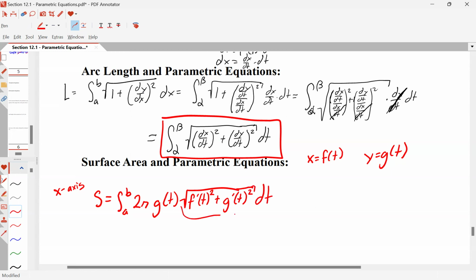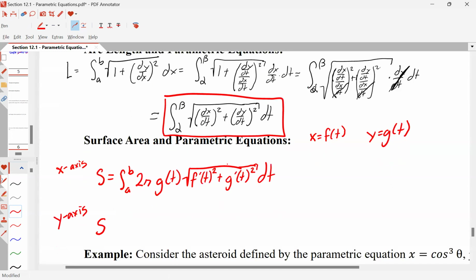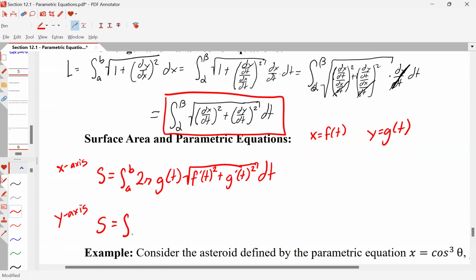So notice we have the arc length again, and then we have our function in terms of y out front. If we want to go around the y-axis, we're going to use S equals the integral from a to b of 2 pi f of t times the square root of (f prime of t) squared plus (g prime of t) squared dt.